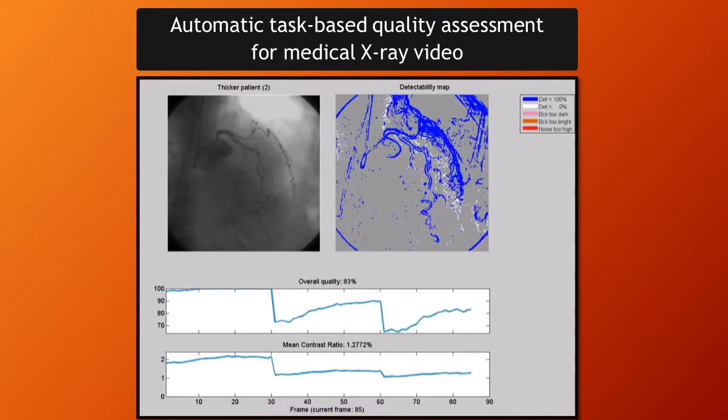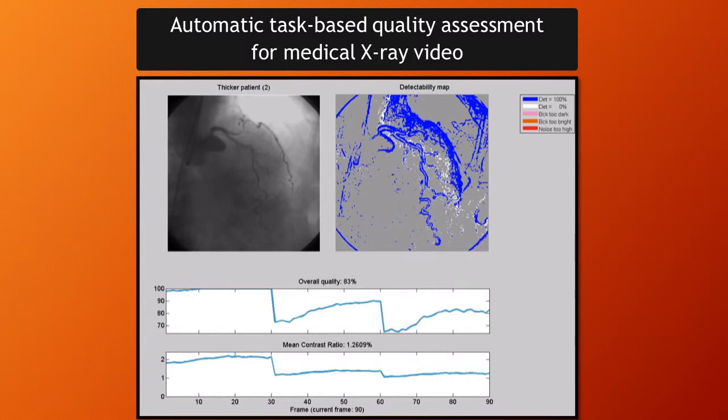The purpose of this algorithm is to help lower the amount of X-ray dose, which can be harmful to both the patient and the staff, while ensuring that the image quality is high enough so that the doctor can see the vessels, any possible disease, and do his job well.